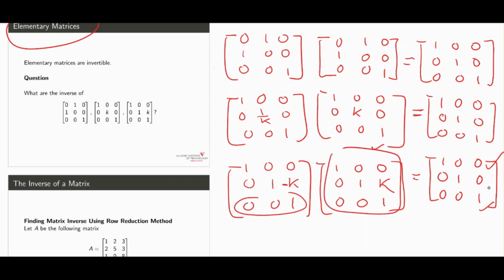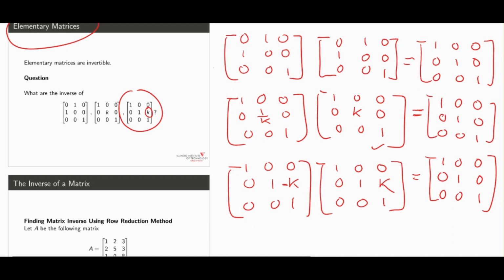So now you see that this type of matrix is also invertible. And the inverse is that instead of k, you put a minus k, and that's it. So all these elementary matrices are actually invertible. It's a very nice fact to know, and it's actually pretty easy. I just wanted to use this opportunity to review what we learned from the previous sections.